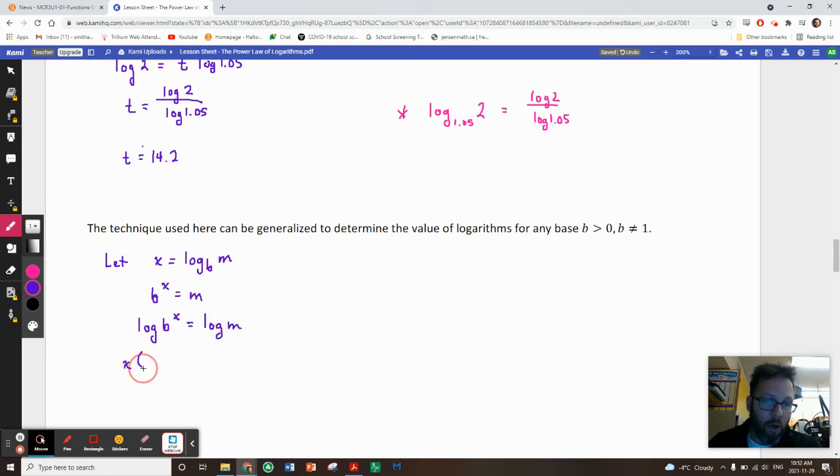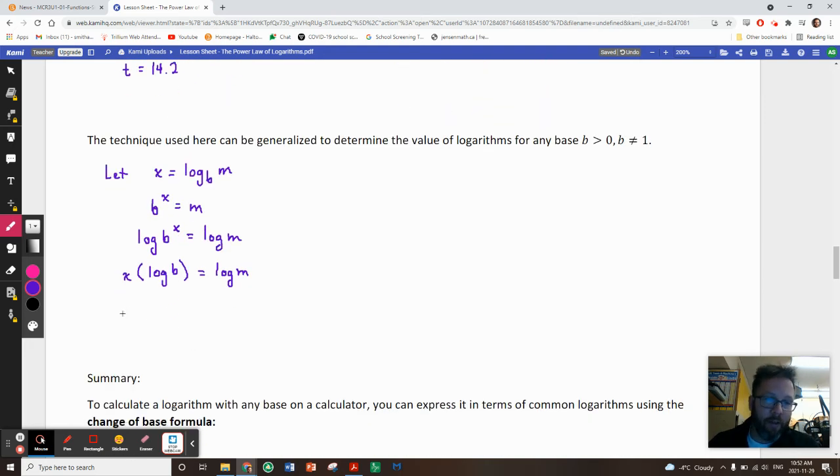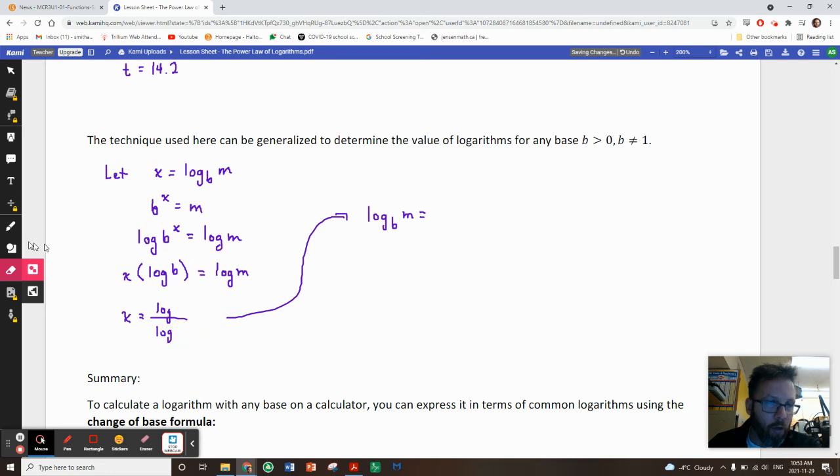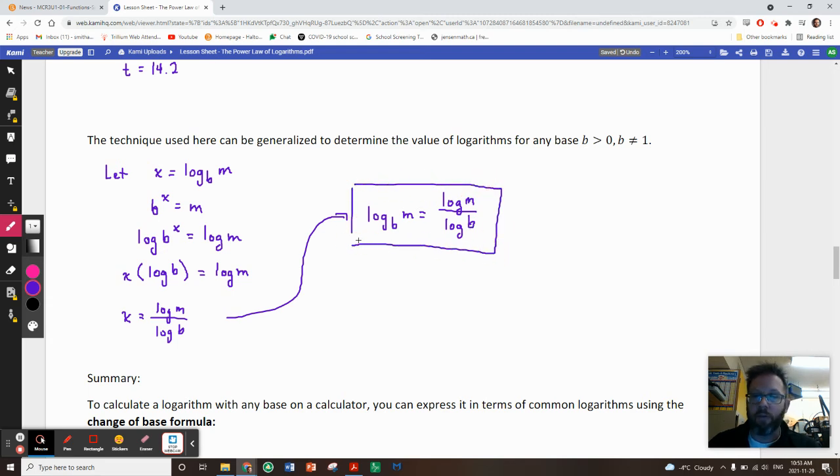Using our power law, we can bring down the x. So we have x times log b is equal to log m. And when you isolate for x, you get x is equal to log b divided by log m. Of course, remember that x was equal to log base b of m. You know what? I have the order mixed up there, sorry about that. This would be log m divided by log b. So this gives us a way to evaluate any logarithm at all using our calculators. Log base b of m is the log of m, the log of the inside, divided by the log of the base. This is great news.